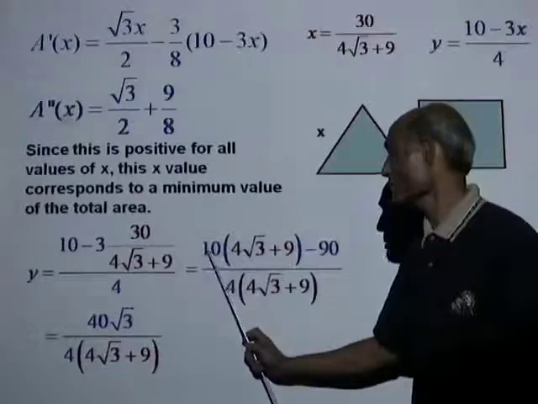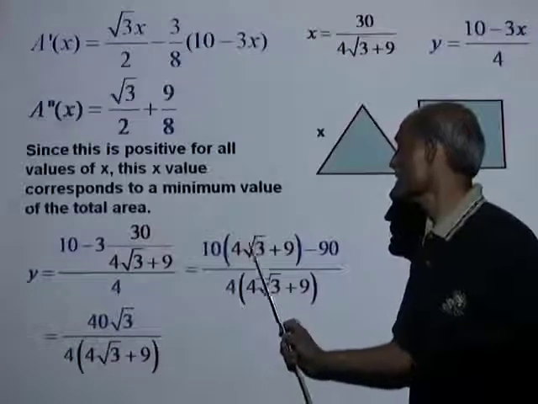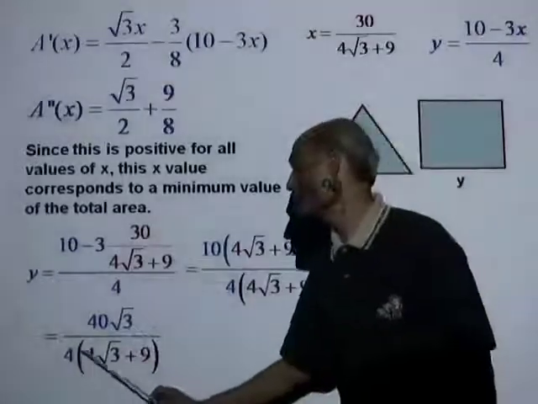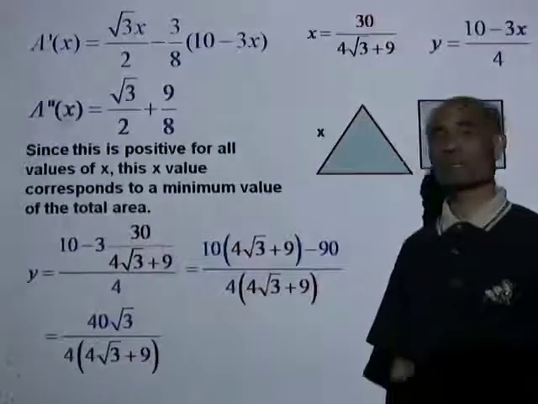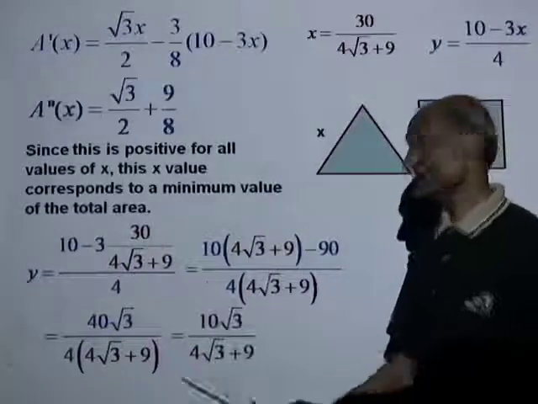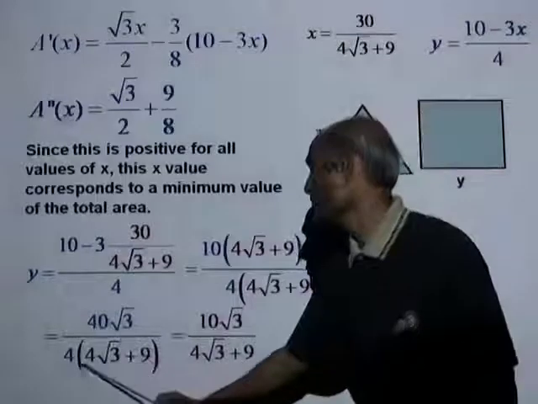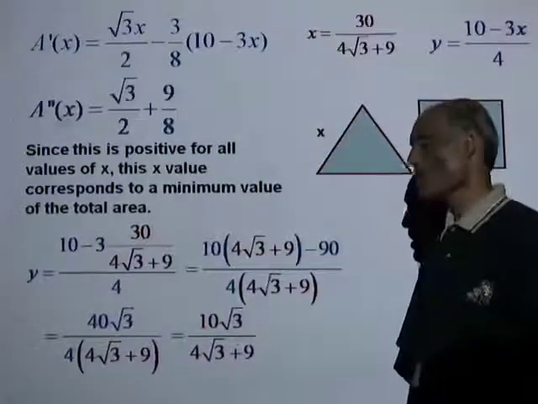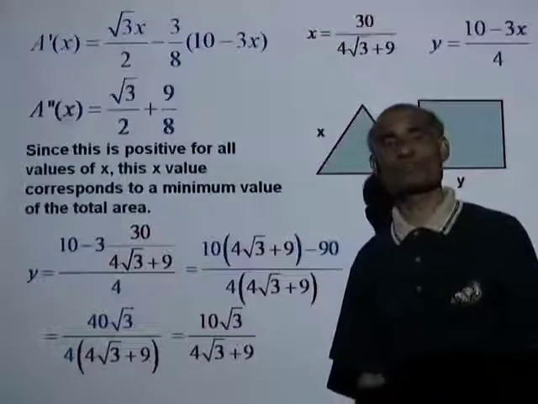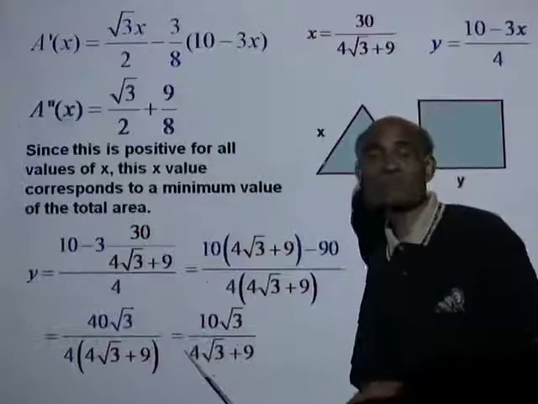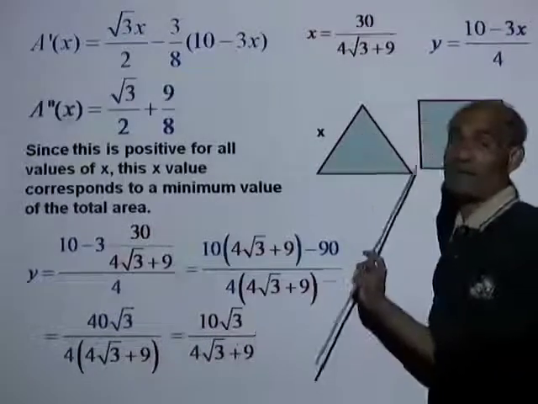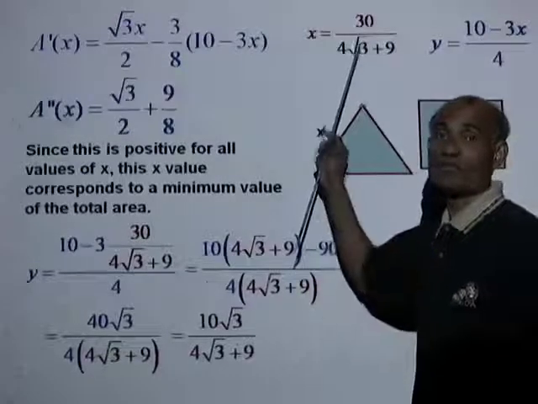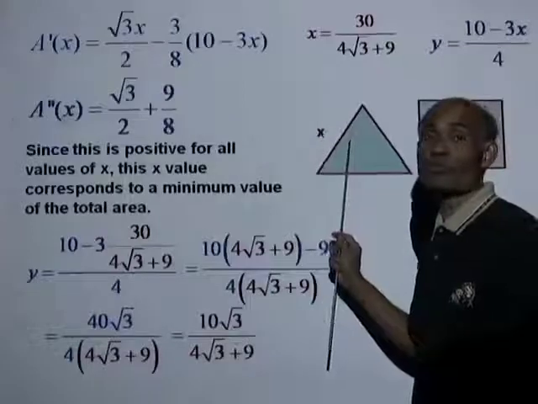Those will cancel. So the numerator is simply 40 square root 3, and the denominator is 4 times 4 square root 3 plus 9. And 4 goes with this 40, giving 10 square root 3 over 4 square root 3 plus 9. That is the value of y. That will produce a minimum area. And this is the value of x.